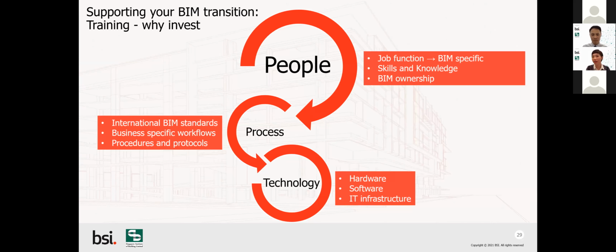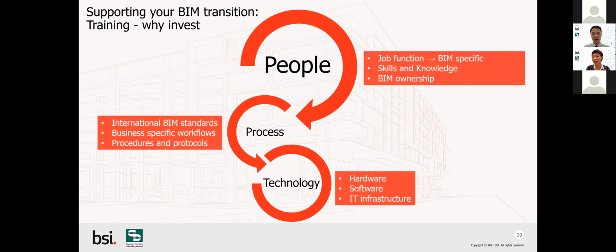First things first, I believe training is extremely important. Of course, processes and technology are as important. With process, you purchase the standards and put the procedures in place. With technology, you purchase the hardware and software and make sure there's infrastructure around it. These are things you can put in place. But what about people? Do they have the knowledge? Do they have the skills? Are they specific enough in their function within the BIM environment? Do they have that ownership? This is a key consideration for a successful BIM project. The people are extremely important.